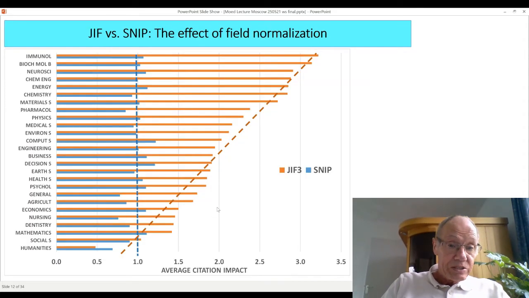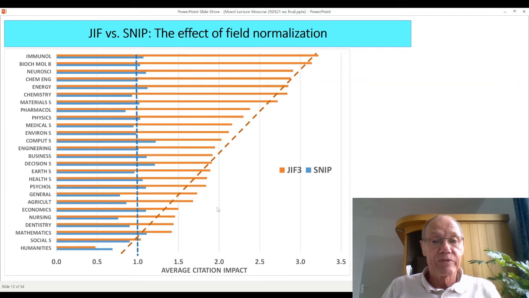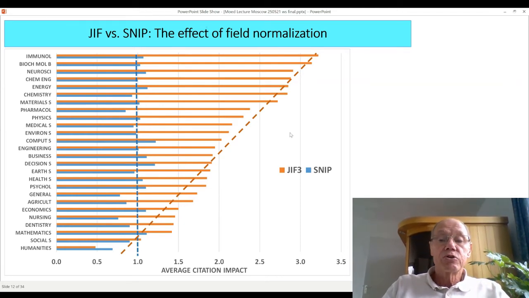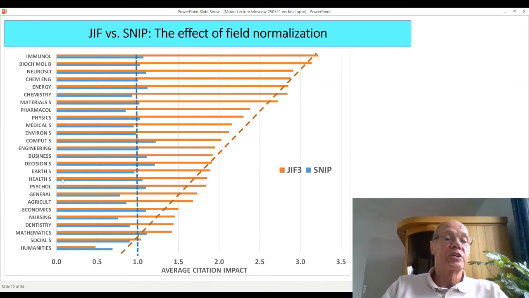Now this slide shows the effect of the use of the SNIP instead of the journal impact factor itself, because you can see now that on average the journal impact as measured by the SNIP is 1.0 in all subject fields. So this actually illustrates how the SNIP indicator corrects for differences in citation potential among subject fields.